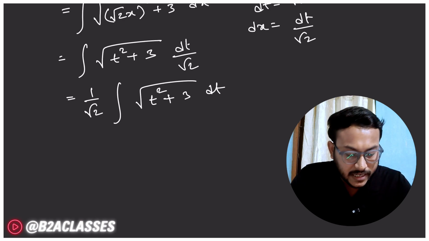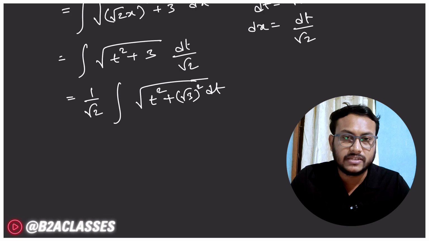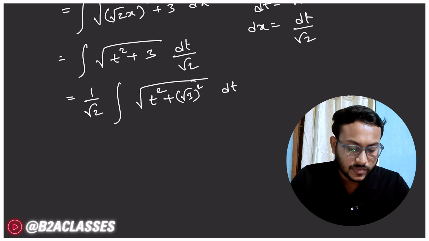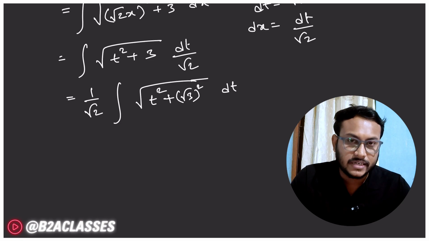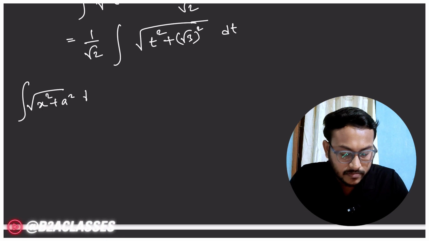Now in place of 3 I can write root 3 square, and this is dt. So I will apply the formula here. Which formula? The formula for the integration of root over x square plus a square.